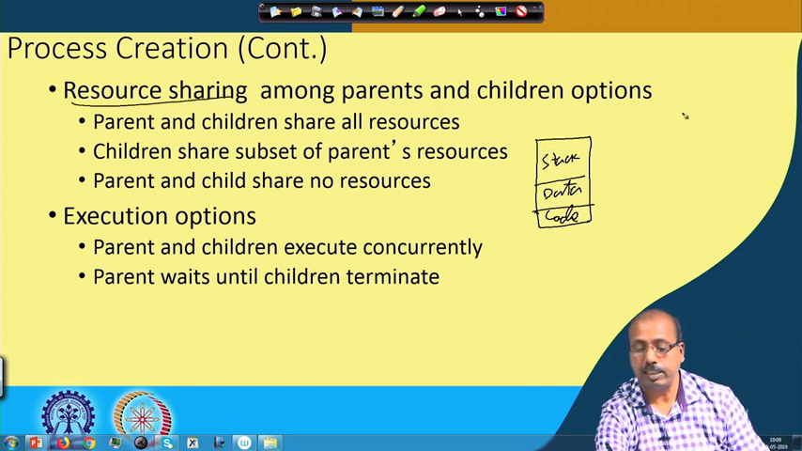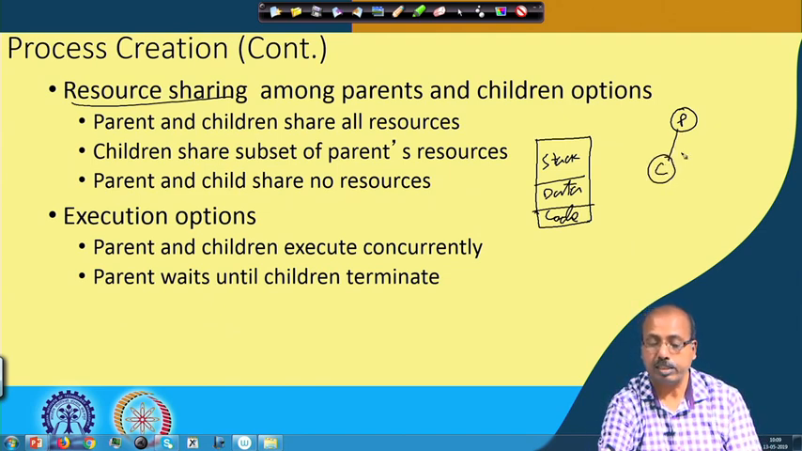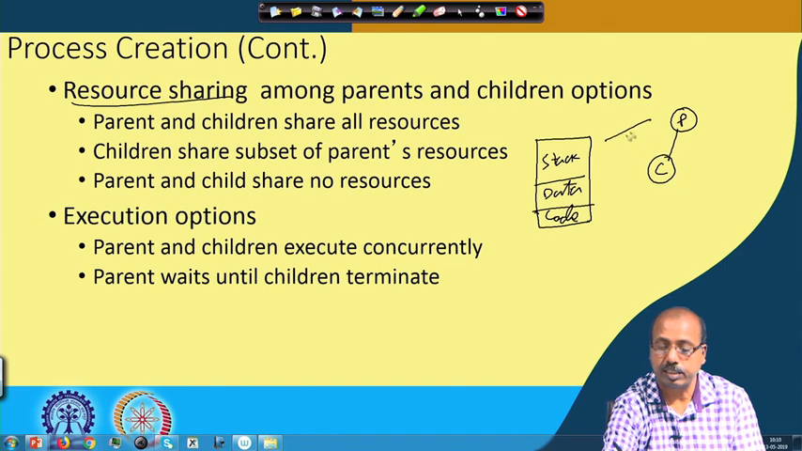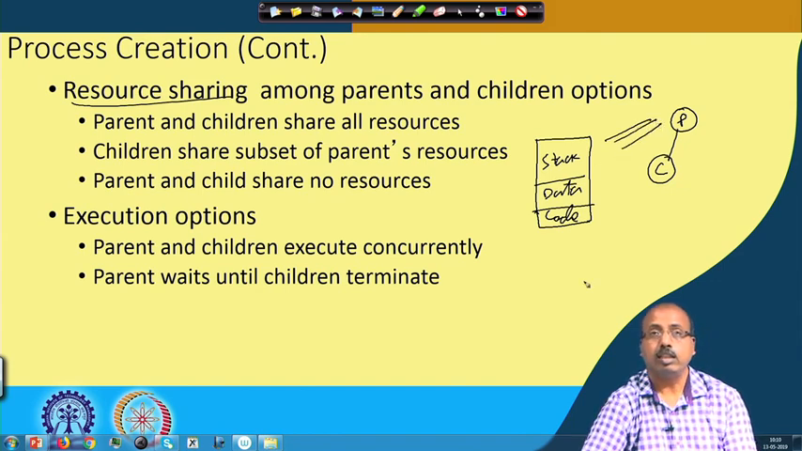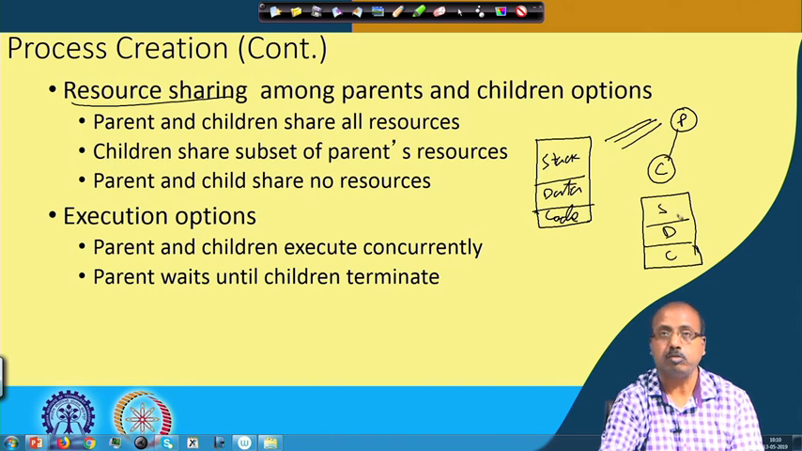Now, what we have said is that this is a parent process and the parent process has created a child process. So, for the child process also I should have a similar structure. If this structure corresponds to the parent process, then for the child process also I should have the code, data and stack segments.